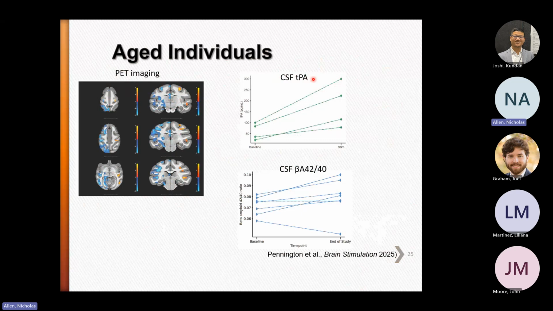This factor is butane. We also saw that this marker, the beta ratio, did not decrease over a period of months. Generally, in aging individuals, this ratio decreases in patients with Alzheimer's.